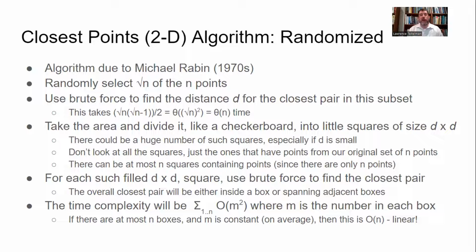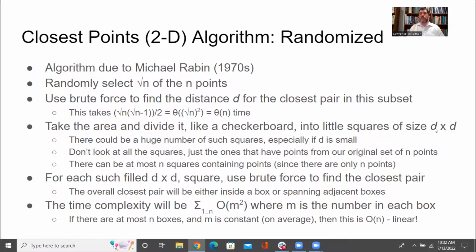Now, do we have an answer yet? No, we want a real answer. We don't want an approximation. If we want an approximation, maybe we could use that, but that's not what we want. So here's what we're going to do now. We're going to take our area and divide it into a checkerboard, okay? Into little boxes. How big are these boxes? So here's the key. They're going to be d times d, where d was the approximate minimum distance, okay?